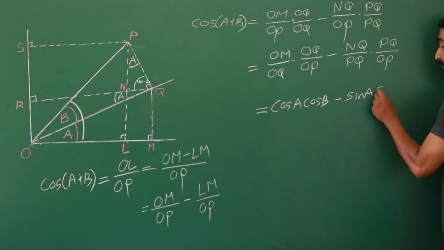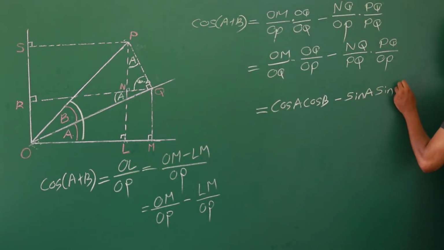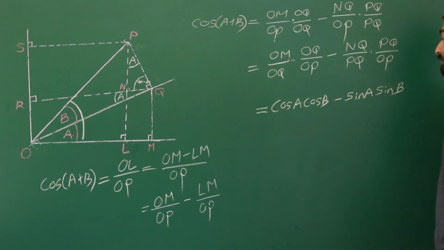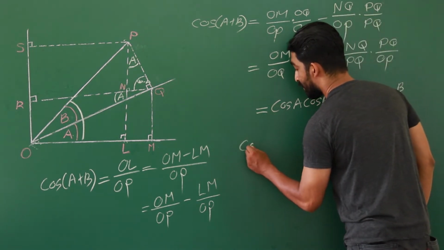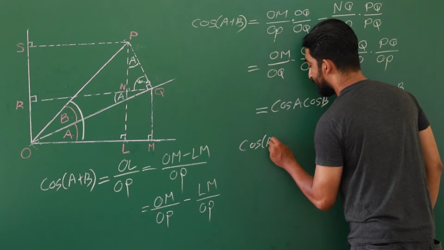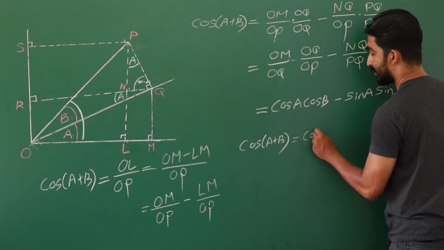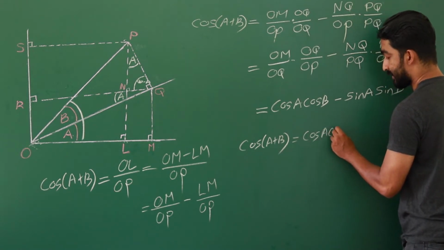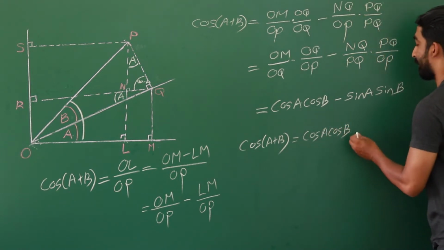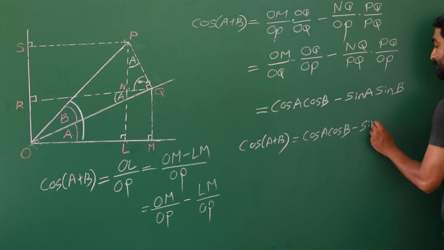So we have derived our first sum difference trigonometric identity, which is cos A plus B equals cos A cos B minus sin A sin B.